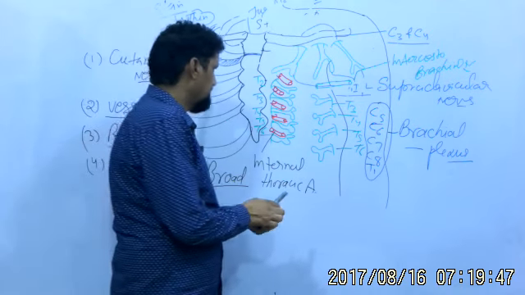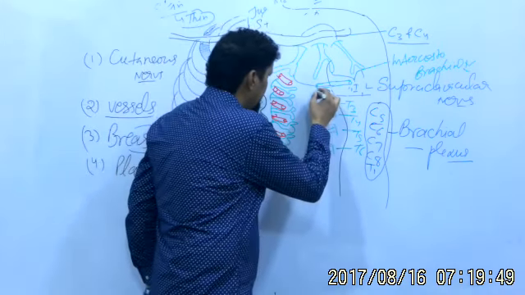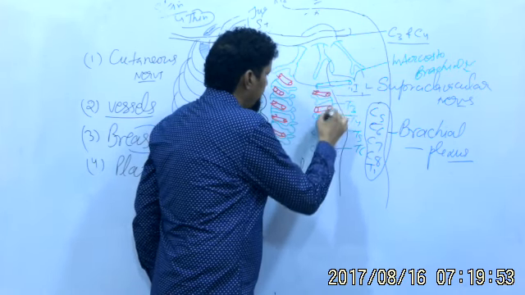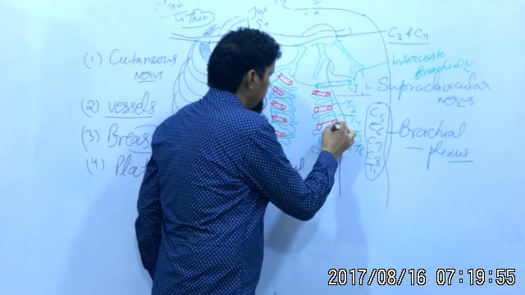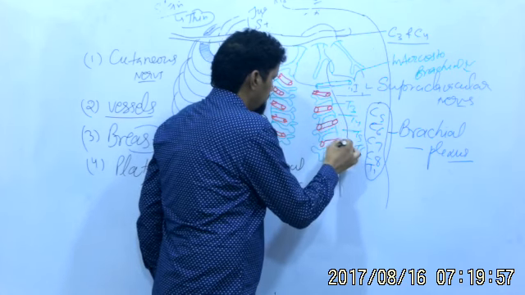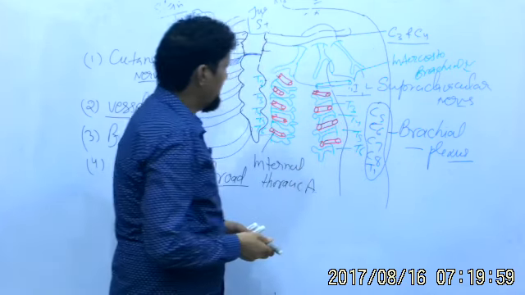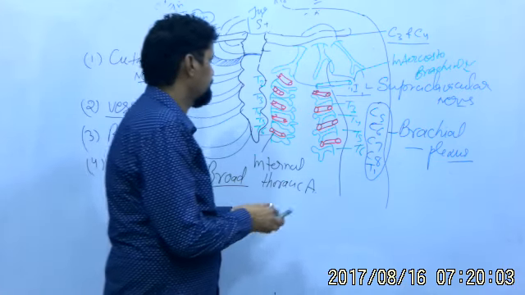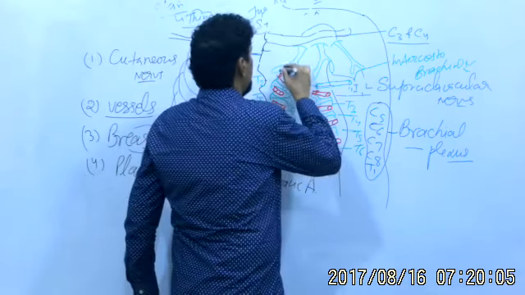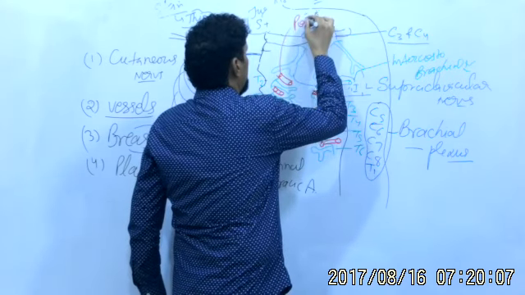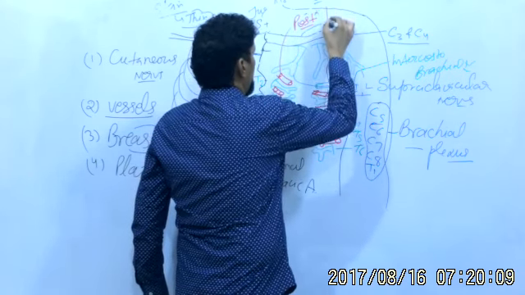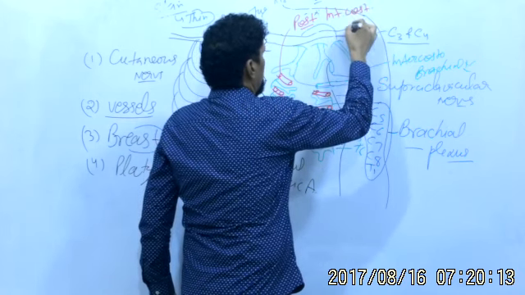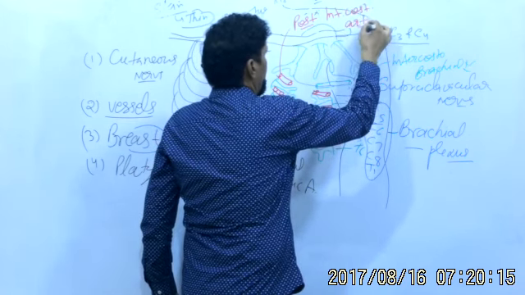The other branches, which are accompanying the lateral cutaneous nerves and perforating, are branches of the posterior intercostal arteries.